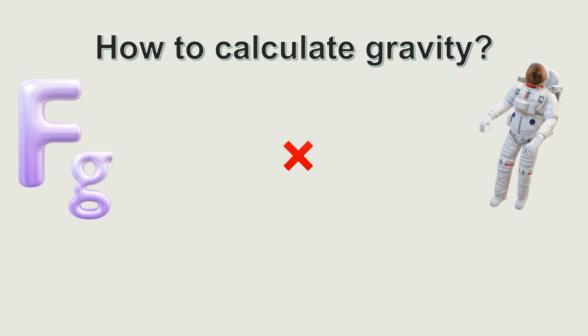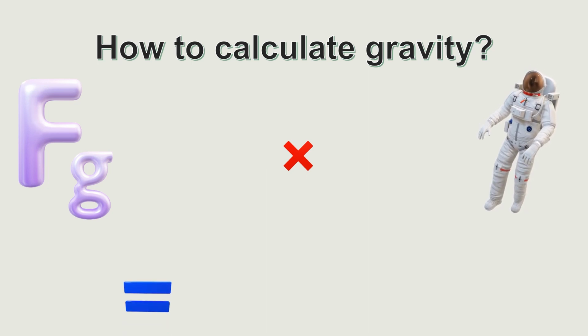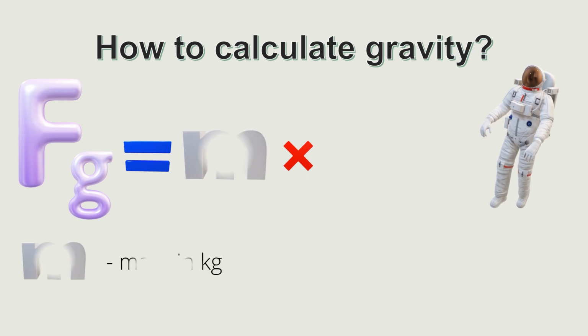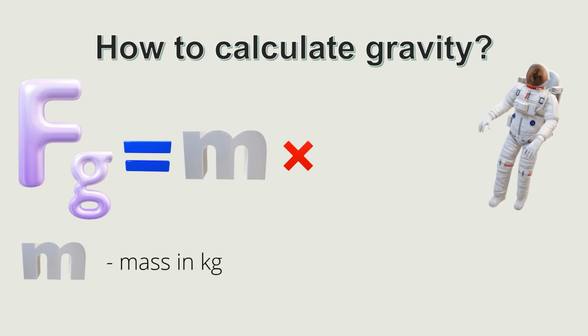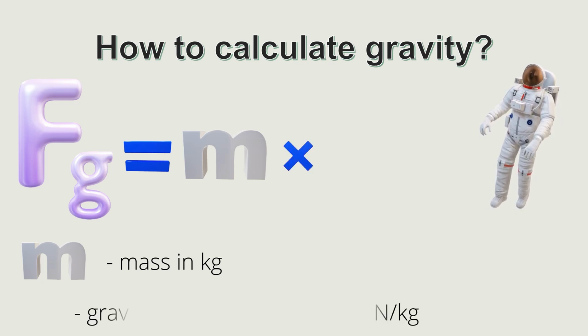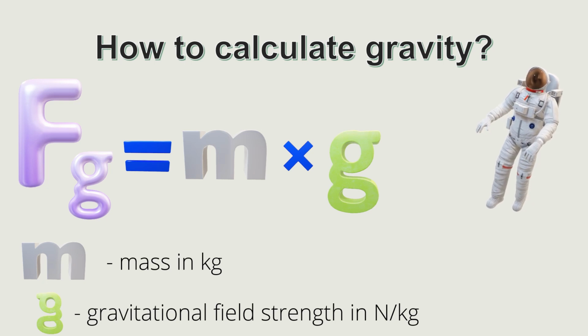Now that you can actually calculate that, you need to have two pieces of information. One of them is the mass of the object. Mass we label with a small letter m, and the measuring unit for mass is the kilogram, symbol kg. The second thing that you need is gravitational field strength, which we label with small g, and the measuring unit is newton per kilogram. Basically this one says how much force you need to apply per 1 kilogram of body mass.